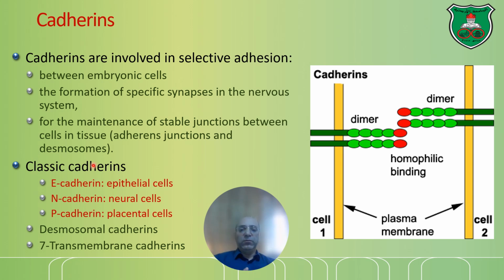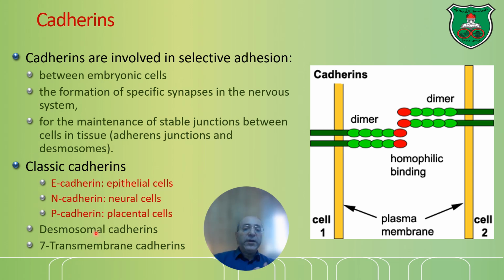But I want you to know that there are three types of cadherins. We have E cadherins, N cadherins, and P cadherins. E cadherins are found in epithelial cells, and that's why they are known as E cadherins. N cadherins exist in neural cells, and P cadherins exist in placental cells. There are other types of cadherins like desmosomal cadherins and 7 transmembrane cadherins. We're not going to talk about them, okay? I just want you to know that.